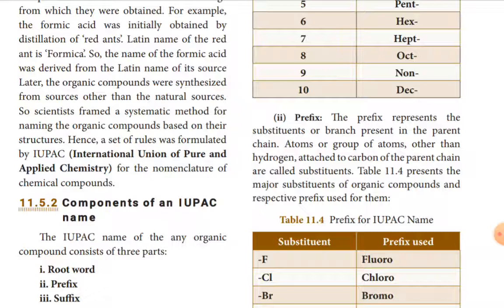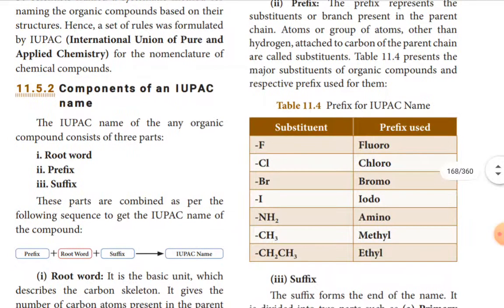So here one table is given. These are the major substituents of organic compounds normally used as prefix. Prefix for IUPAC name. F, fluorine, fluoro. Cl, chlorine, chloro. Br, bromo. I, iodo. NH2, amino. CH3, methyl. CH2CH3, ethyl. Ethyl, propyl, butyl, like that.